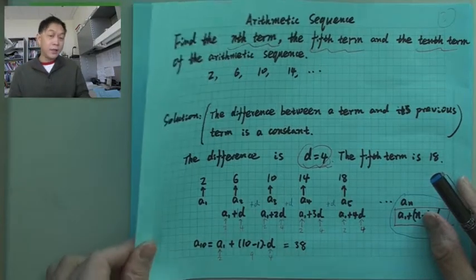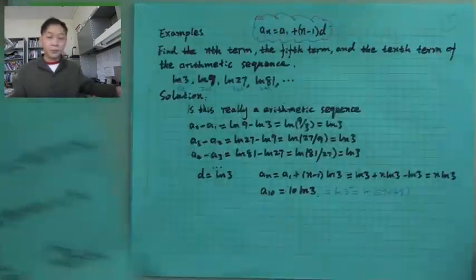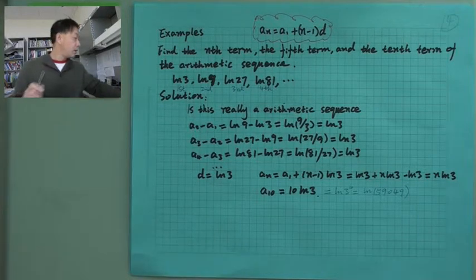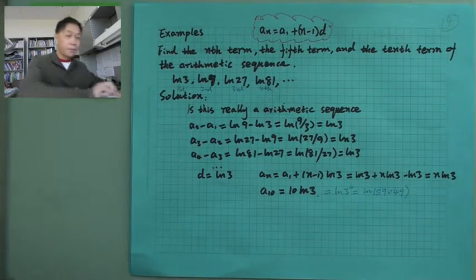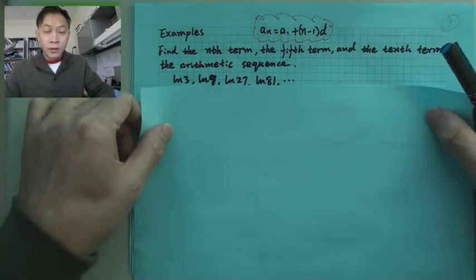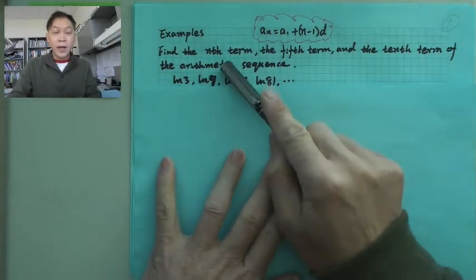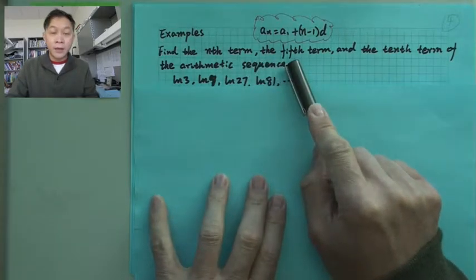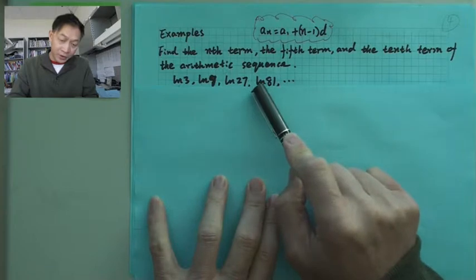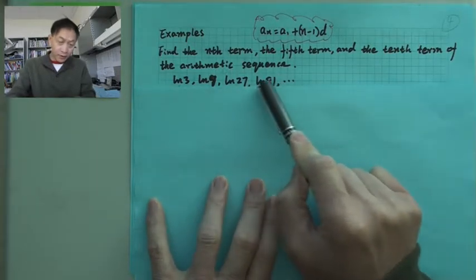Now, with this in mind, we'll do some examples. This example says: find the nth term, the 5th term, and the 10th term of the arithmetic sequence.